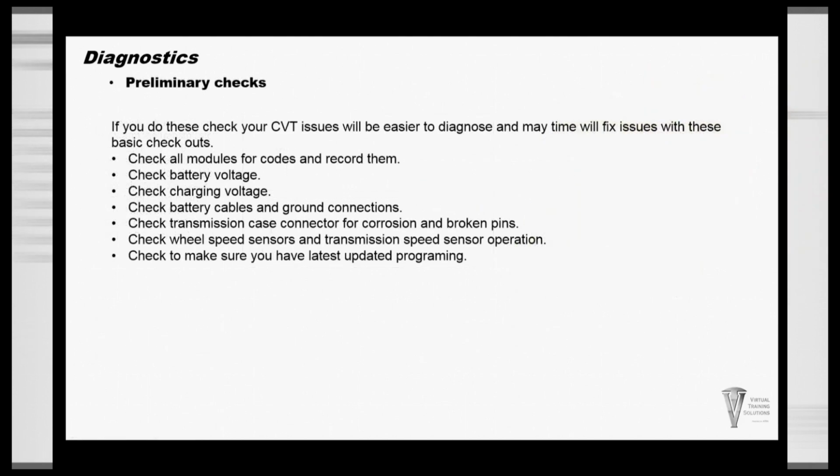So, some of the preliminary checks that we want to do. Again, we need to record all the codes from all the modules and write those down. It's very important to do a battery voltage check. What I'd recommend is walk out to the car, hook your multimeter up to your battery, and see what the voltage is before you start the car or even road test the vehicle. Write that voltage down. Start the vehicle and see what your charging voltage is. Check your battery cables and ground connections and take care of any issues with the battery first.